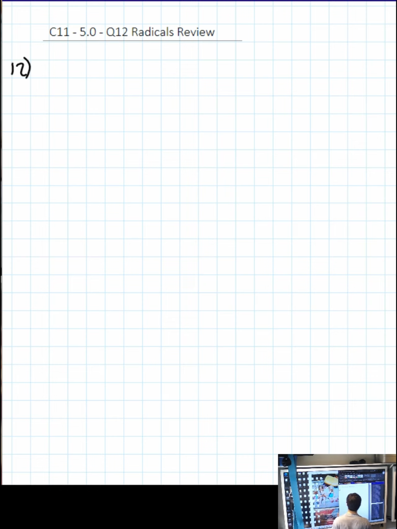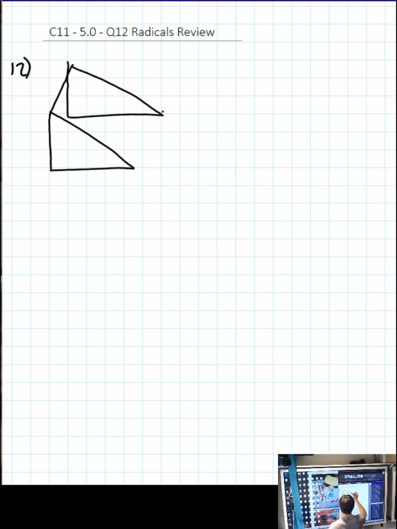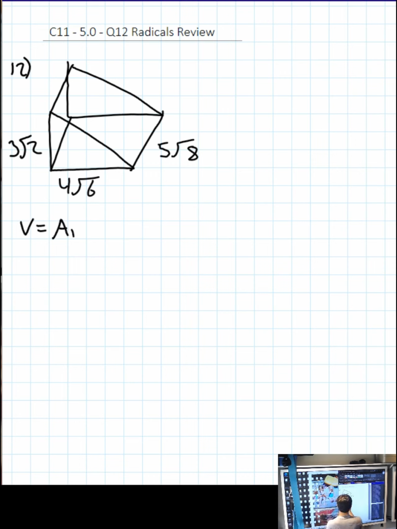Okay, we have number 12, find the volume. So we have a right angle triangular prism, and we have a horizontal of 4√6. We have a side of 5√8, which is the height of the prism, and we have the height of the triangle being 3√2. So the formula for the volume of this shape is going to be V equals area of the base times h, height. Now, what is the shape of the base? Well, it's a triangle. Let's shade the triangular base.